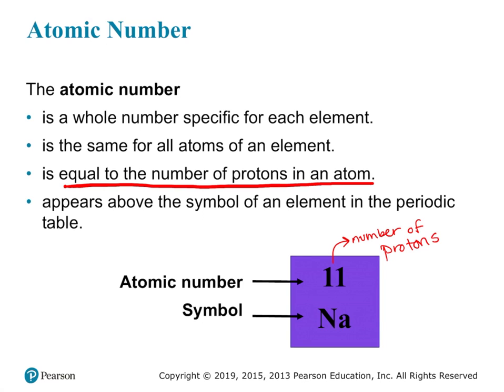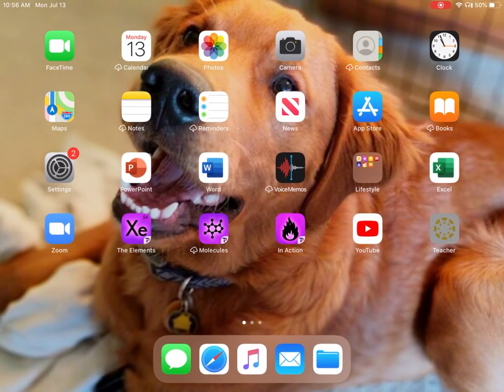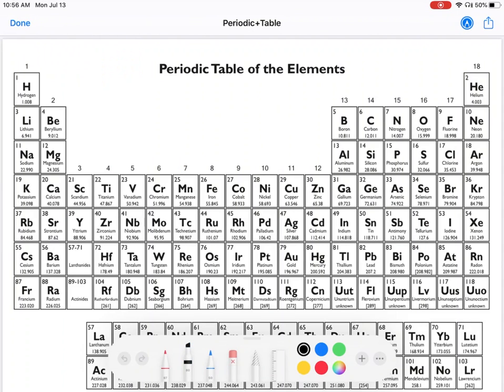Okay, so let's actually go to our periodic table, and you'll notice that each element has a number listed above it. Again, sodium has the number 11 above its symbol. Lithium has the number 3. Hydrogen has the number 1. And if we go from left to right, the numbers just increase by 1 each time. So we go 1 for hydrogen, 2 for helium, 3 for lithium, 4 for beryllium, 5 for boron, and we keep going.